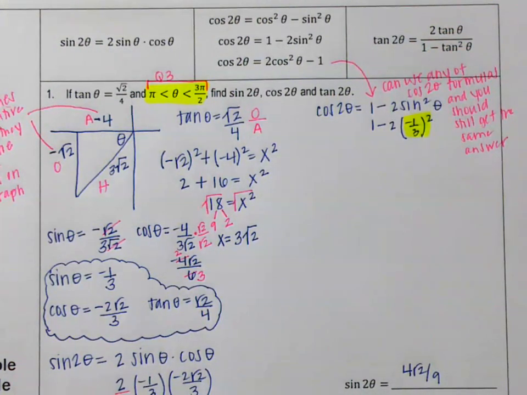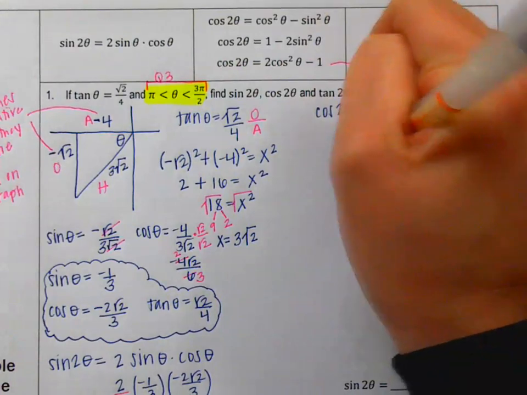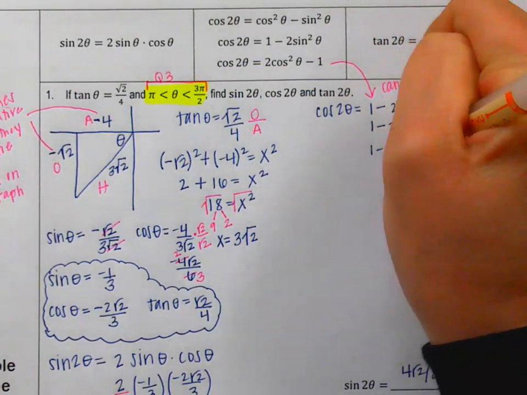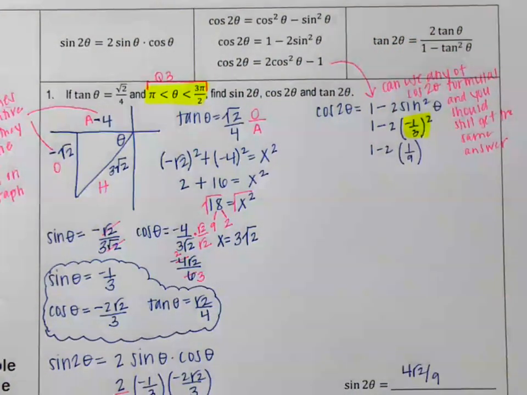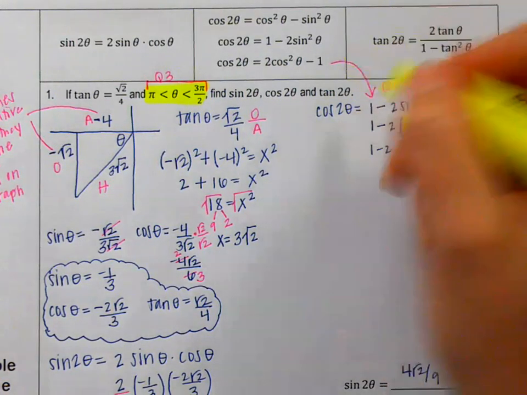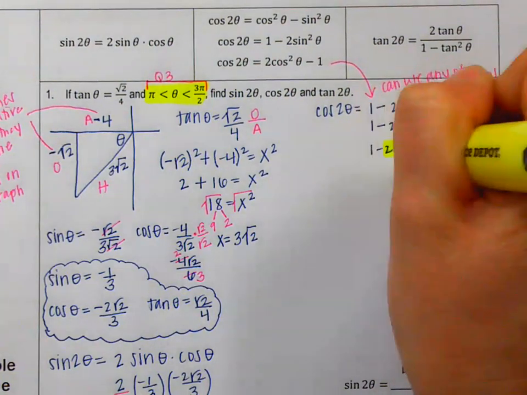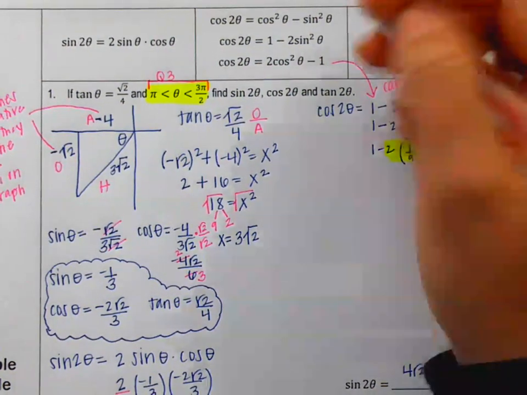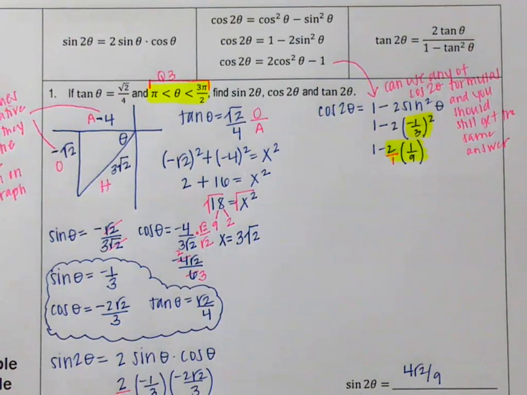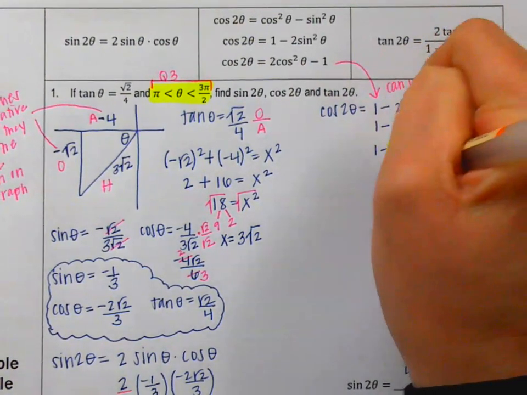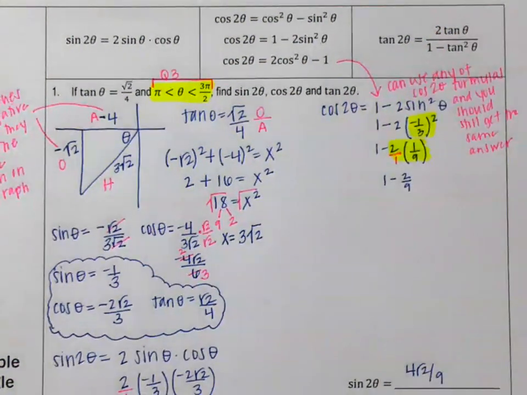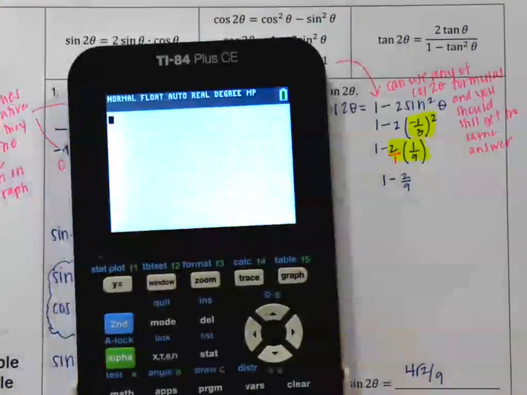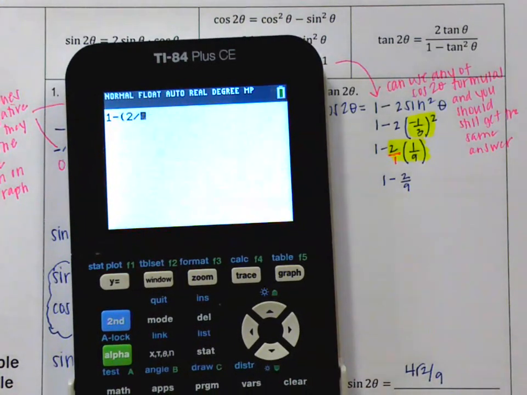So -1/3 squared is going to get me a positive 1/9. And then, okay, so we do exponents and then we multiply. So I'm going to multiply 2 times 1/9. Remember, that's 2/1. So that would be 1 minus 2/9. And now I can add or subtract. So you can do that in your calculator. I can just go in and go, okay, what's 1 minus 2/9?